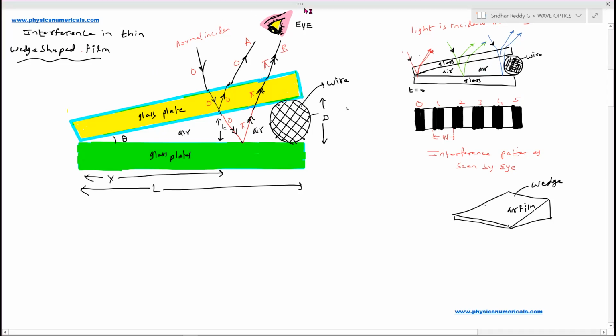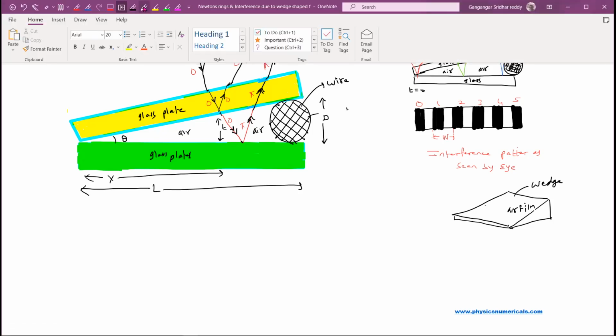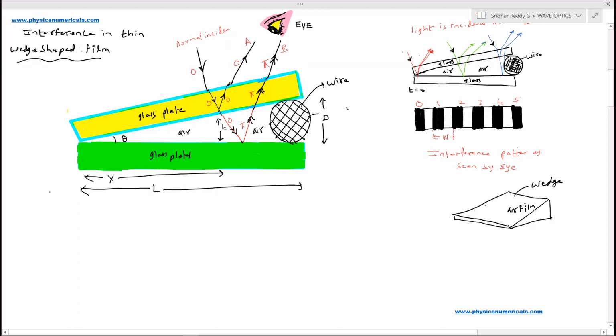Okay, let's come to the mathematics. Derivations, we'll get into the derivation. The wedge-shaped air film is something very important, and due to that we can see this. Now let's go for the condition for a bright fringe.